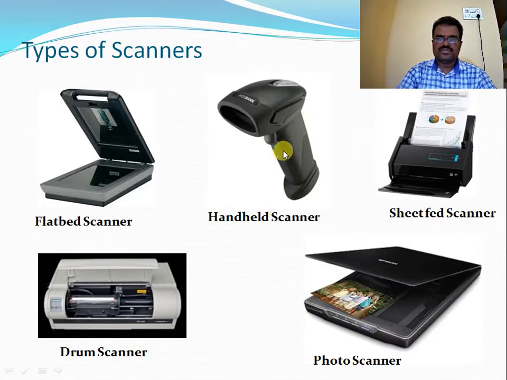Mostly these are used for barcoding purposes. This is called sheet fed scanner. We have to insert our sheet into this, so this will be scanned. This is called drum scanner. This is called photo scanner. It looks like the flatbed scanner. So these are the types of scanners available. Based on the requirement by the user, we can use any of the scanners according to our use.